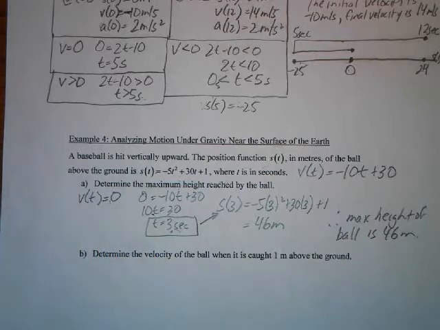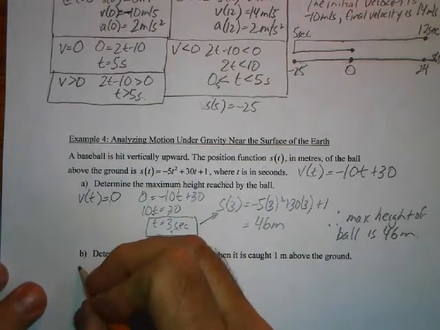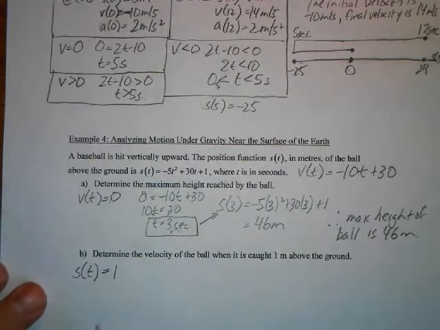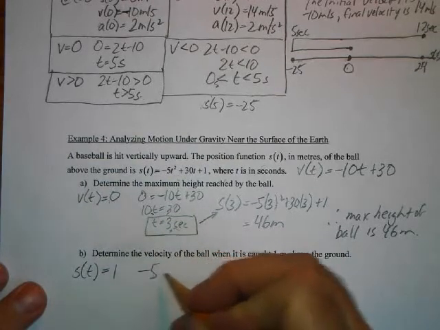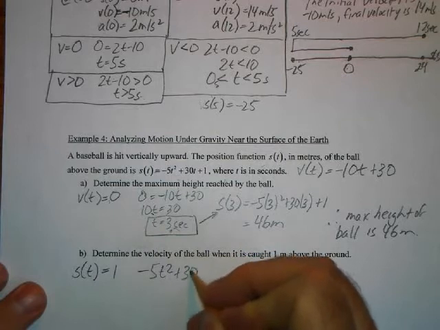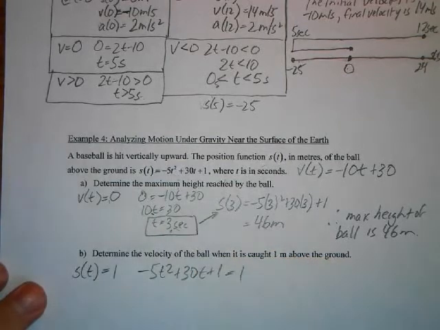Okay, second question, determine the velocity of the ball. Now this you wouldn't have been asked in grade 10 because this is just position. Determine the velocity of the ball when it's caught 1 meter above the ground. So that means s of t is equal to 1. The position is 1 meter. So we set our original equation equal to 1. Negative 5t squared plus 30t plus 1 is equal to 1. And these ones will cancel.